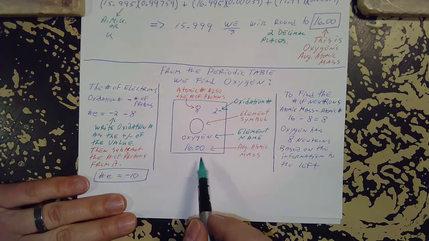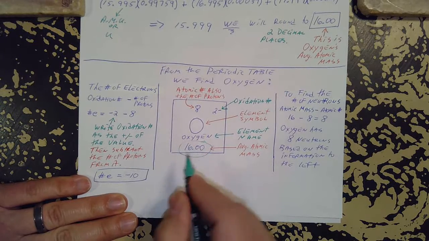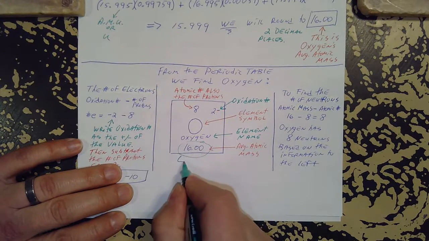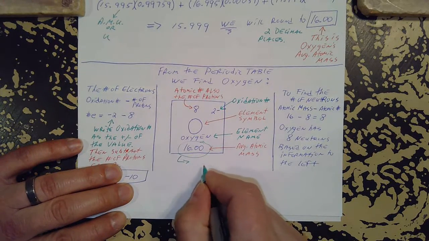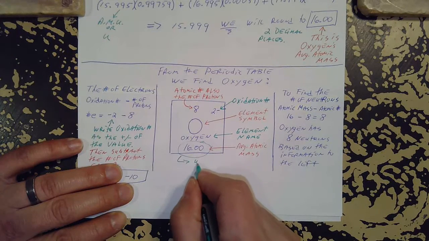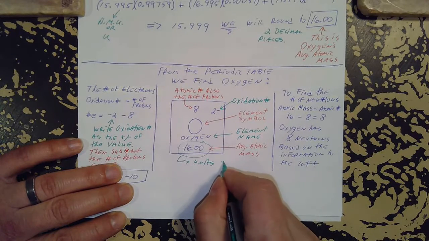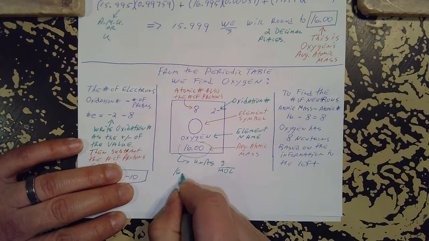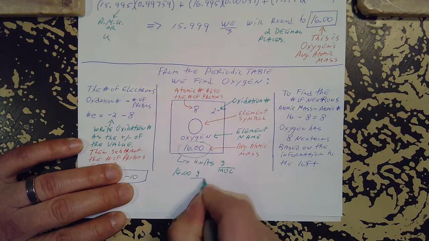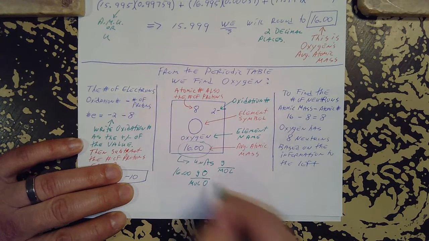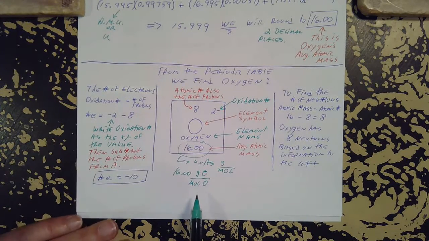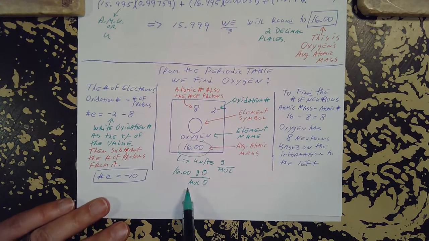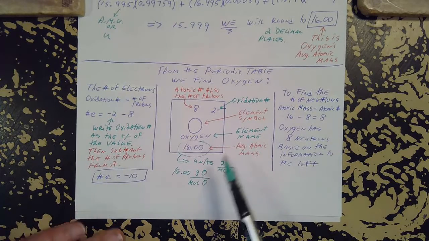One last thing to point out here that's not written, this 16, the other units that you can have for this would be grams per mole. So this would actually be 16.00 grams of oxygen per mole of oxygen, right? And that'll be useful later when we're dealing with Avogadro's number and figuring out atoms.